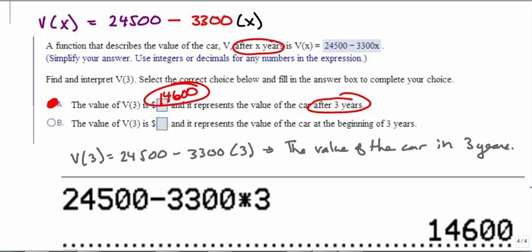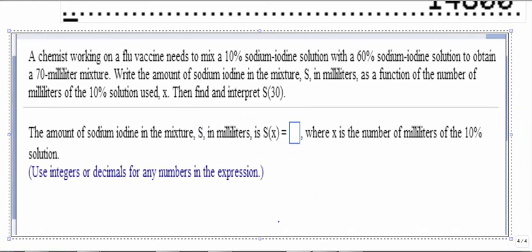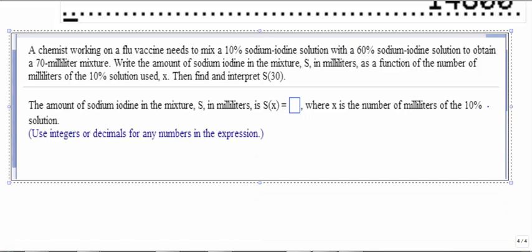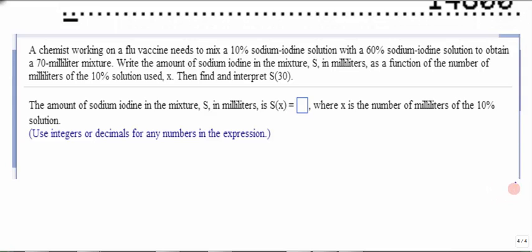Now for our next application problem, it's actually pretty similar to one that we've already done in the last unit. In the last unit we looked at an investment problem where we're investing some money in an account at 9% and then we suffered a loss of, let's say, 3% in another account. This is similar to that problem, but we don't have a loss. As usual, tabling really helps here. So to get started, we have a chemist working on a flu vaccine and they need to mix a 10% solution of sodium iodine. Okay, so we have two solutions.